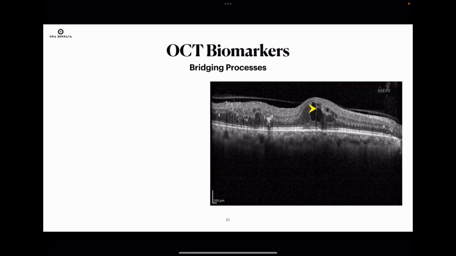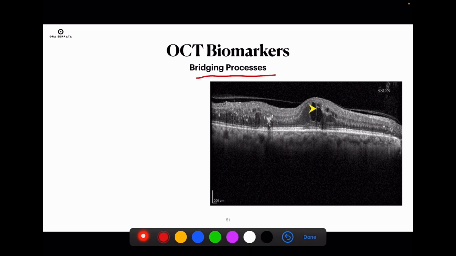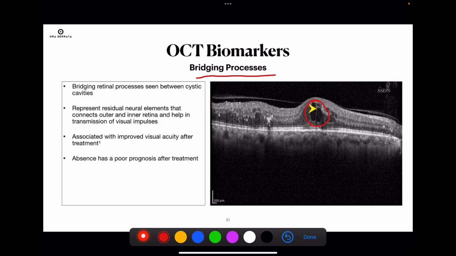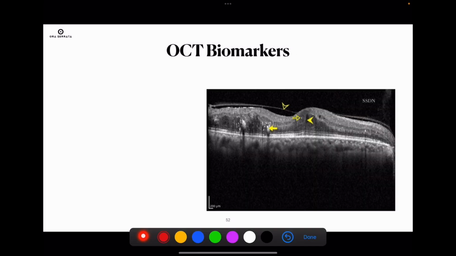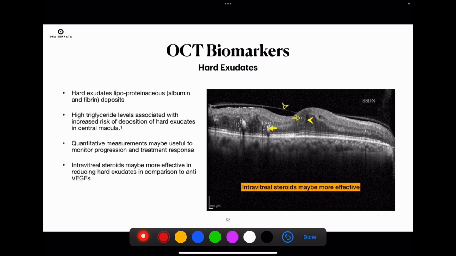Another important OCT biomarker are the bridging processes inside the cysts. These have been shown to have better visual acuity after treatment. Then there are hard exudates. These are basically lipoproteinaceous deposits, and studies have shown that if we give intravitreal steroids, they might be more effective in such cases.